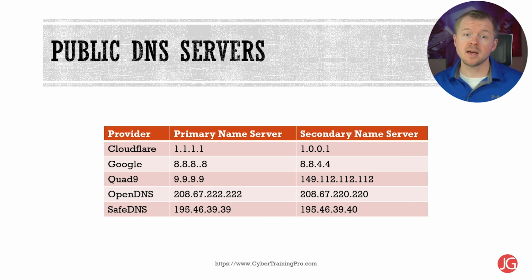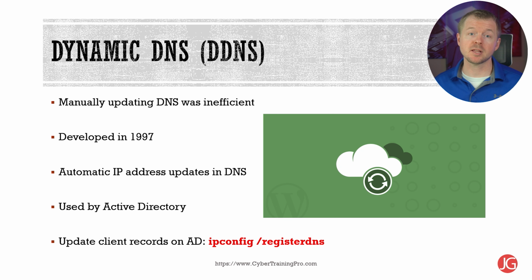When it comes to the internet, there are several public DNS servers that you'll likely see used. These servers can help perform your internet DNS resolution. A huge issue with DNS in the early days was that entries needed to be manually updated. What a pain. Well, to solve that, dynamic DNS was developed. Now, dynamic DNS, or DDNS, was developed in 1997 to enable DNS servers to receive automatic updates of IP addresses of computers in their forward lookup zones by talking to the local DHCP server.